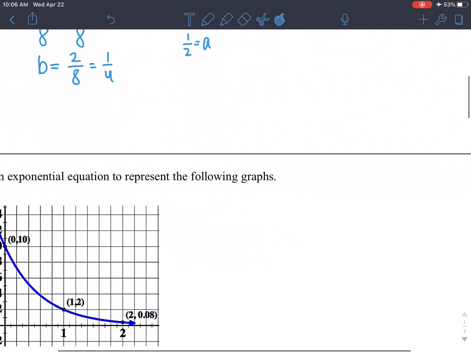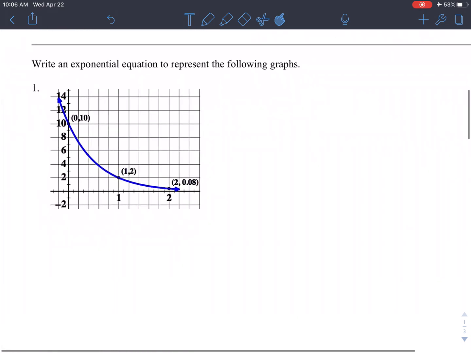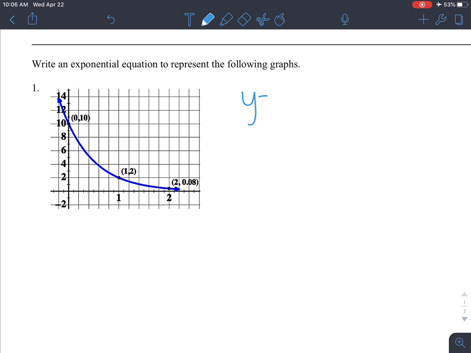Okay. So now we're going to do the exact same thing, but with a graph. So if I look at this graph, the first thing I like to do still, I know my structure is y equals a times b to the x. I like to figure out, is this a growth or a decay? So if I look at this function from left to right, that is getting closer to the horizontal asymptote, so I know it's a decay.